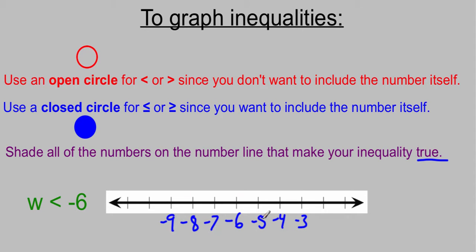It needs to be a chunk of a number line, but I like to put my number right in the middle. I want less than, meaning I don't want to include the -6, so I'm going to use an open circle to say I'm going to start right here, but I don't actually want the number. And then I want numbers that are less than -6.